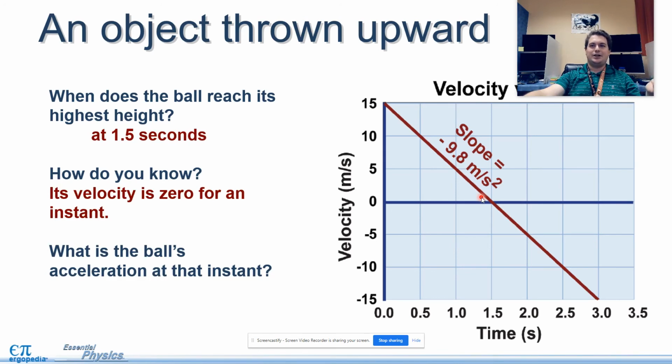What's the ball's acceleration at that moment? What did I say? Velocity is 0. Acceleration stays the same. It's always negative 9.8 meters per second squared.